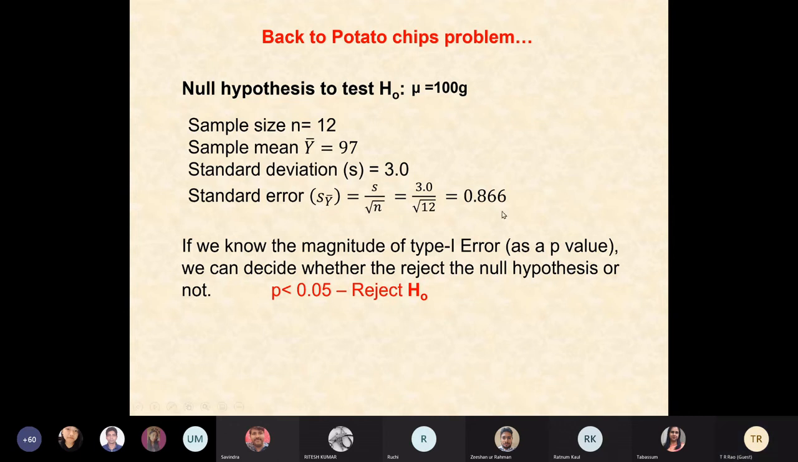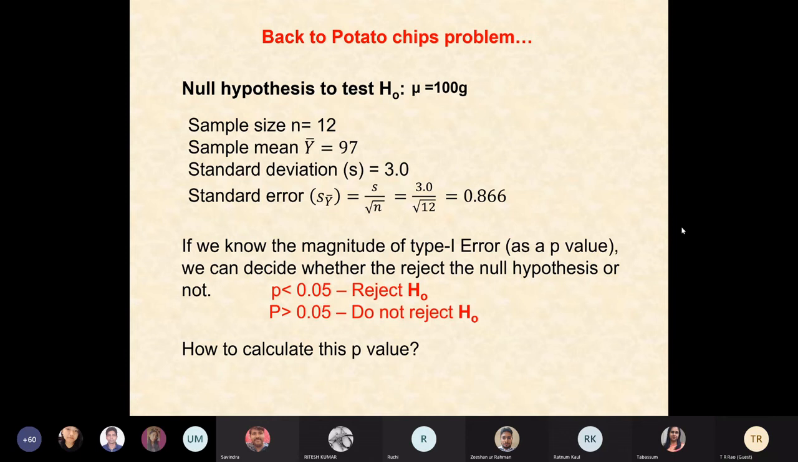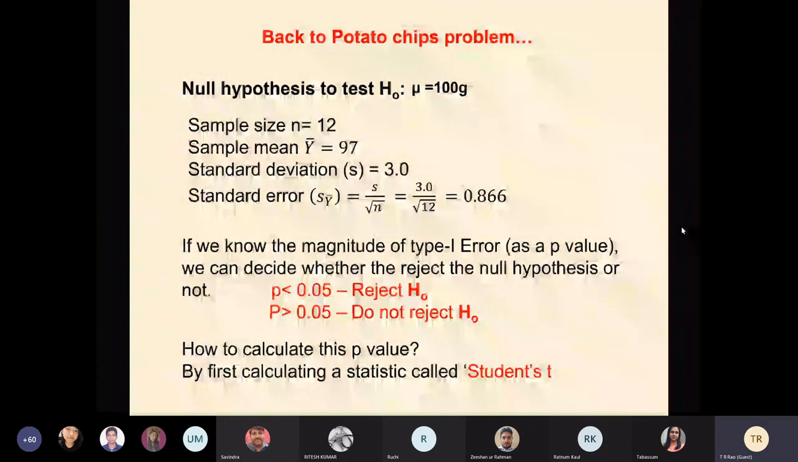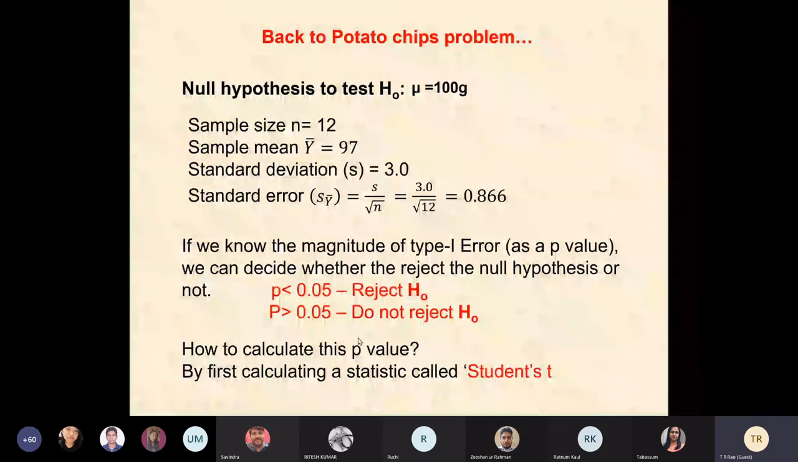And then you calculate the p-value. We use what is called a student's t-test. Probably somebody will give a more elaborate explanation of this, but to quickly sum up my presentation, this helps us decide the p-value, based on which you can decide whether you reject the hypothesis or not.